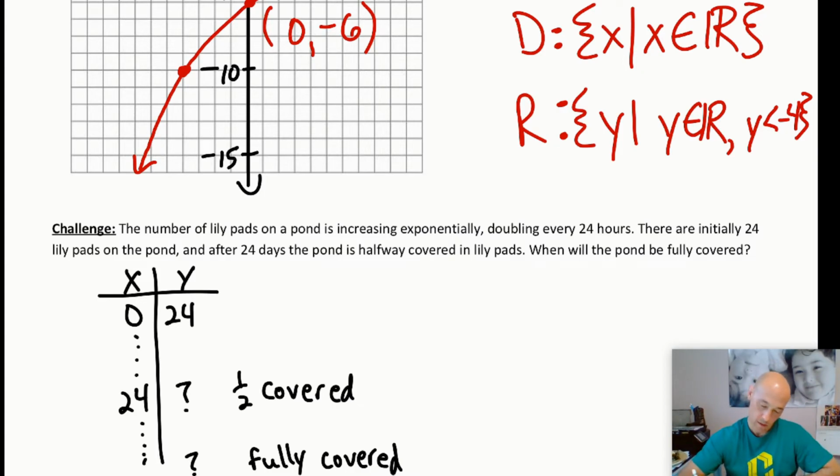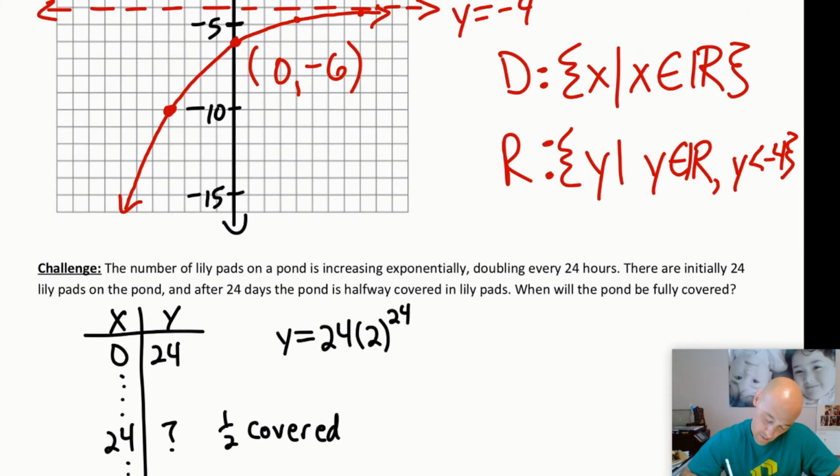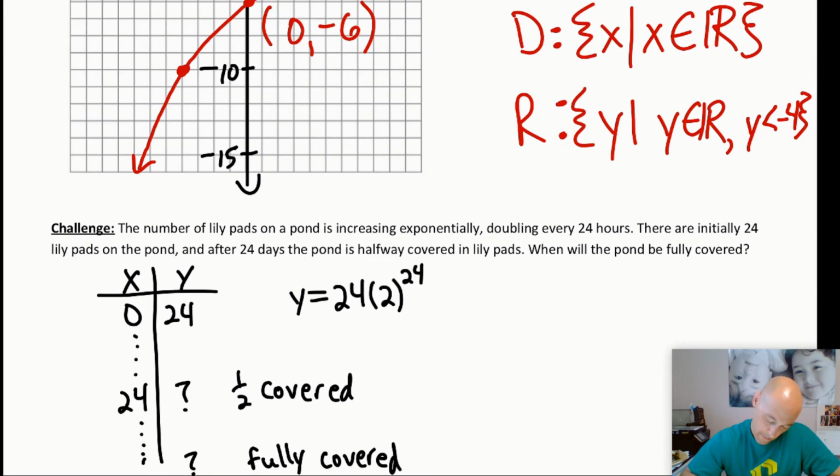All right. So y is equal to 24 has to be the start. And we know that it's multiplying by 2 every day. It's doubling every 24 hours. So this was the right way to think about it. After 24 days, how many will there be? Well, it's going to be a lot.